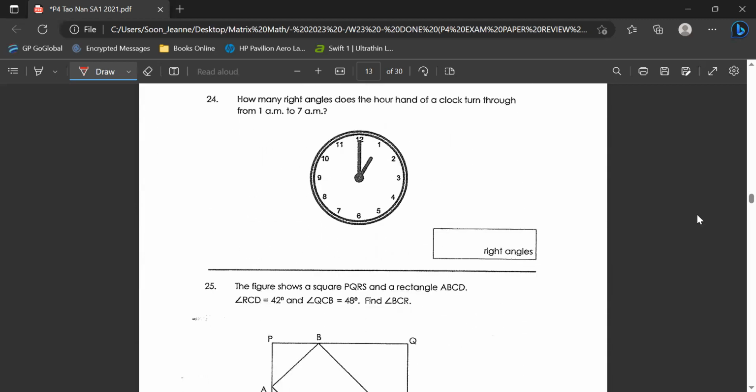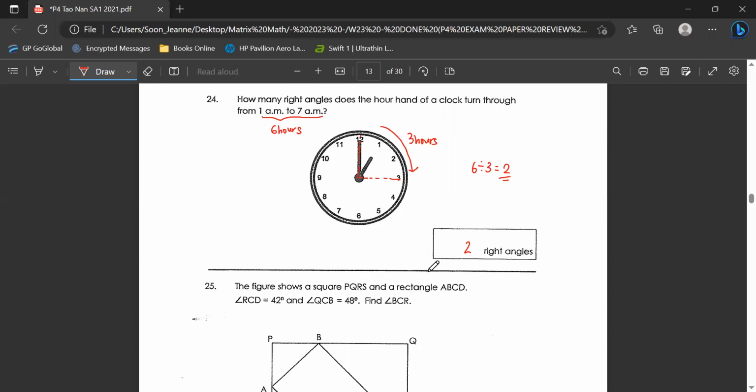Moving on to question number 24. How many right angles does the hour hand of a clock turn through from 1 a.m. to 7 a.m.? If you ask yourself, from 1 a.m. to 7 a.m., it's actually a duration of 6 hours. Right angles means it's like that. This is a right angle. So one right angle is actually a duration of 3 hours. So 6 hours, how many right angles will it turn? You just take 6 divided by 3. Your answer is 2 right angles.